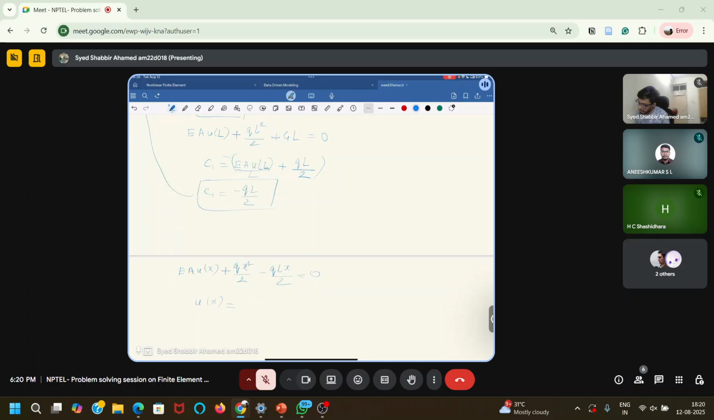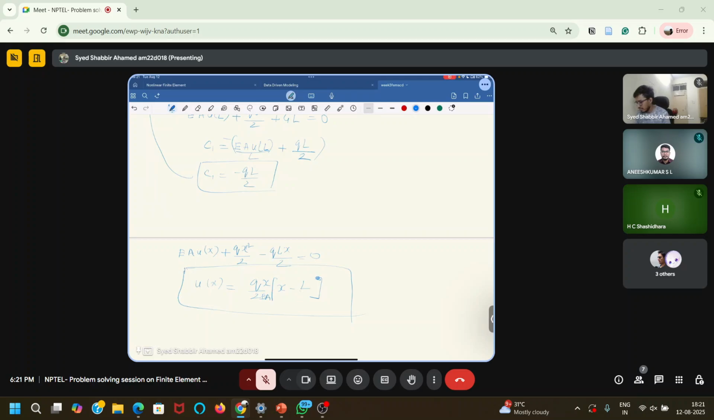If I rearrange this, I'll get something like q by 2 into x minus L. X minus, I'll take qx, okay? X minus L, divided by E. So this is my solution. And this is the deformation experienced by the bar.